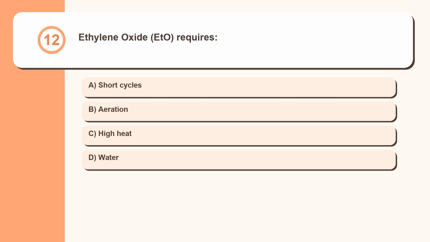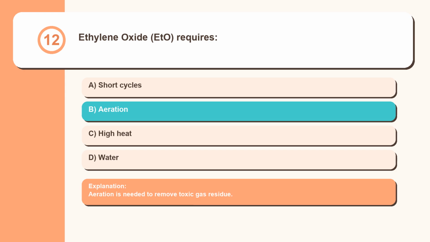Question 12. Ethylene oxide, ETO, requires short cycles, aeration, high heat, water. Answer: aeration. Aeration is needed to remove toxic gas residue.